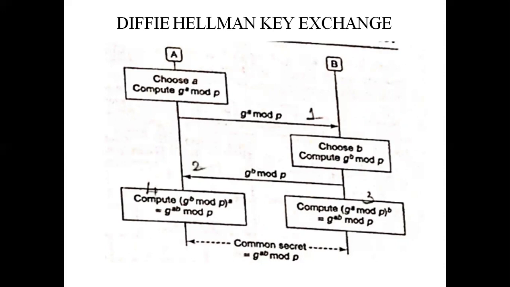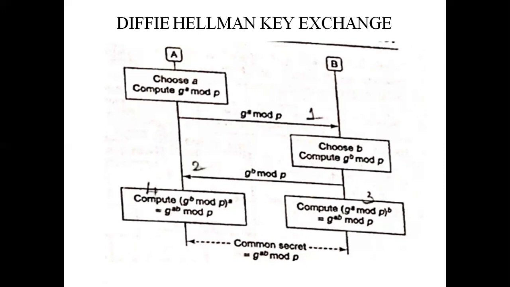For an example, we are going to assume A and B are the two parties who have agreed upon to share the secret key. So now the base G will be called the generator, and P will be the modulus, a prime number or any number. So here, A is going to participate.